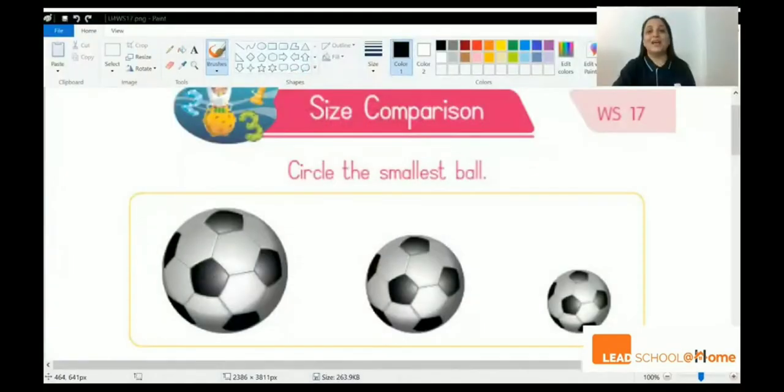Let's do. Now look at these. What are these? Yes, these are 3 balls. Can you tell me which is the smallest ball? Now you know small, smaller, smallest. So think, which is the smallest ball? Point at it. Yes, this is the smallest ball. So we will circle it. Circle it with me.